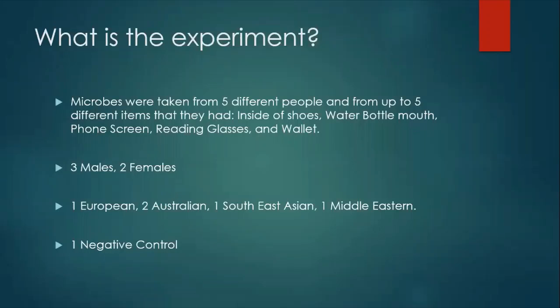So, what is the experiment? We've taken microbes from 5 different people and from up to 5 different items that those people had. Inside of shoes, water bottle mouth, phone screen, reading glasses, and wallet were the 5 items we were looking at. For the gender breakdown, we had 3 males and 2 females within our study. For ethnicity, we had 1 European, 2 Australian, 1 Southeast Asian, and 1 Middle Eastern. And we had a negative control.